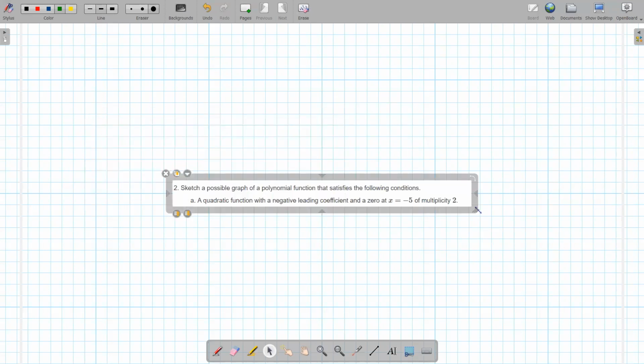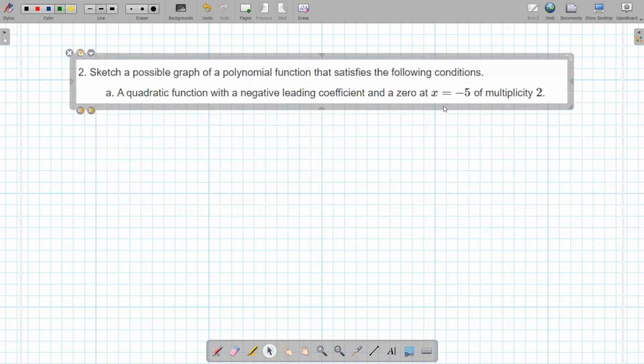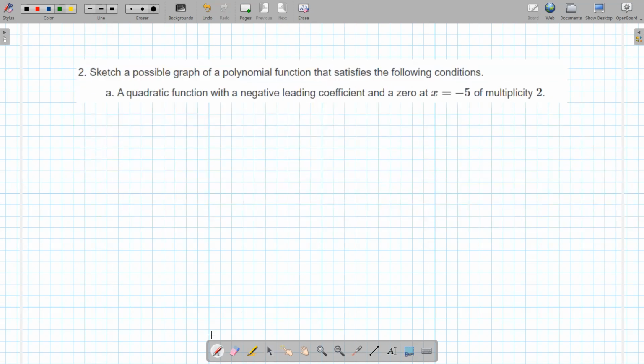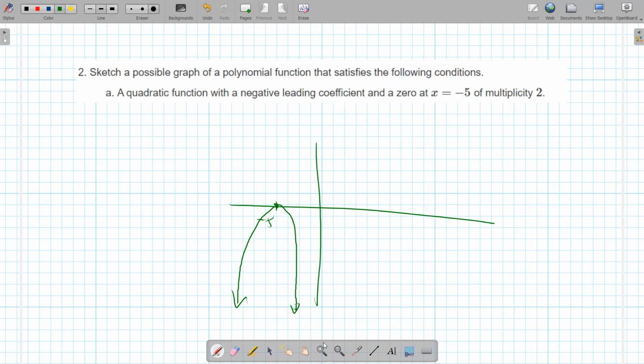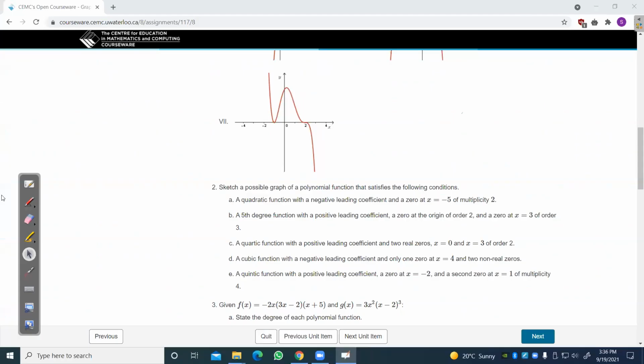Okay. So this is a quadratic function with a negative leading coefficient. So we know it's going to open upside down, and it has a 0 at -5 with multiplicity of 2. That means there's a turning point. That's an order 2 factor, like that. X plus 5 whole squared could be a potential equation.